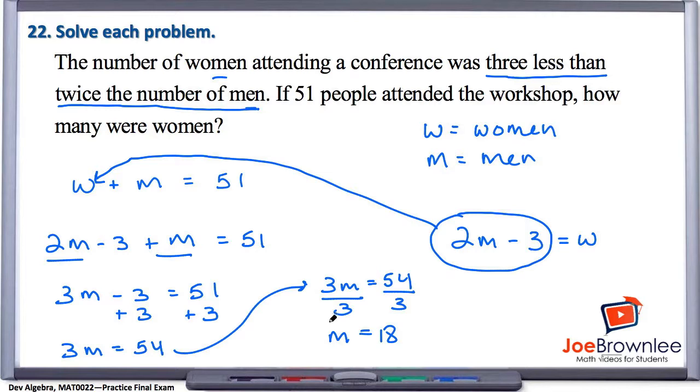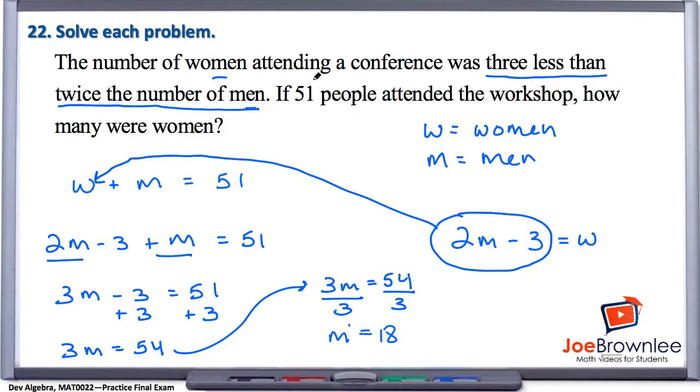But recall what we talked about in class. With word problems, you want to go back to the original word problem and see what it is specifically that they're asking us. And that usually comes in the last sentence. So they tell us, if 51 people attended the workshop, how many were women? Well, we just solved for m, for men. So this is not our answer. This tells us how many men attended the workshop. We want to know how many women were in attendance.